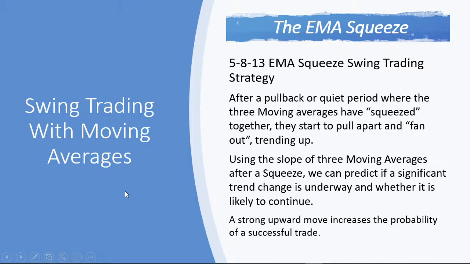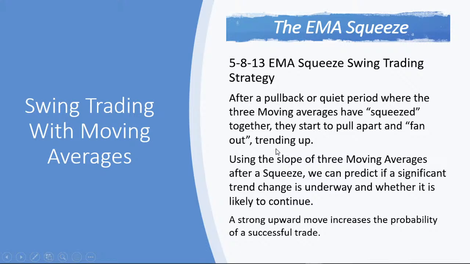Let's talk about a trading technique now. It's called the EMA Squeeze. It's a multiple moving average trading system. It uses a 5-day, an 8-day, and a 13-day exponential moving average. So it says after a pullback or a quiet period where the three moving averages have, quote, squeezed together, they start to pull apart and fan out, trending upward.